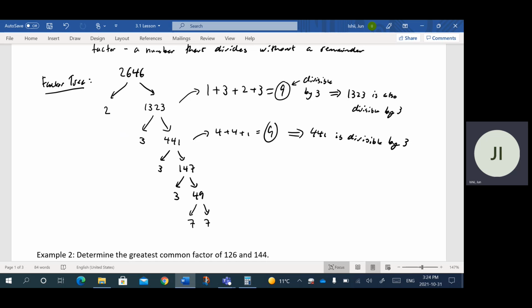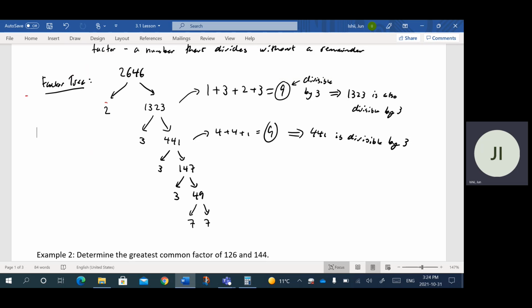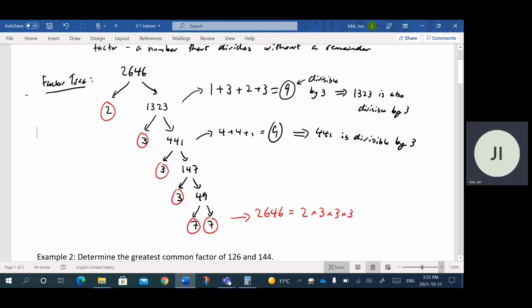All right, this is when you break this down. So what this means is that if I take these numbers that are off to the side here, the product of those numbers is the original number itself. All right, so in other words, 2,646 is going to equal 2 times 3 times 3 times 3 times 7 times 7.